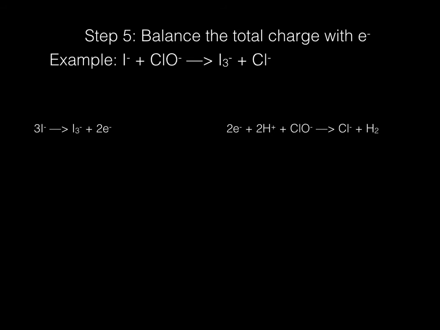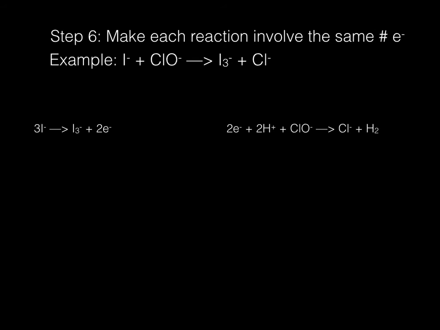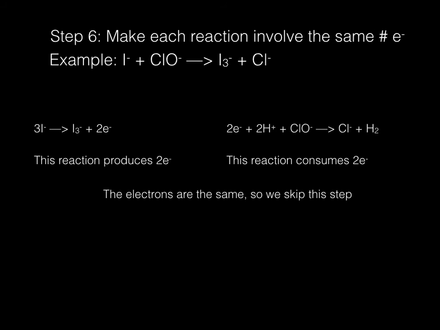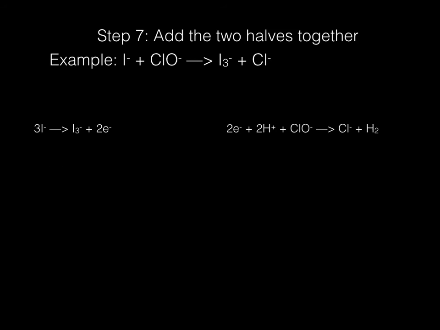Now, what we want to do here is make sure the electrons are the same by finding a common multiple. Each of these reactions involves 2 electrons, so we can skip step 6. We add the two halves back together again by just combining all of the different pieces here. And all the left stuff goes on the left, all the right stuff goes on the right.